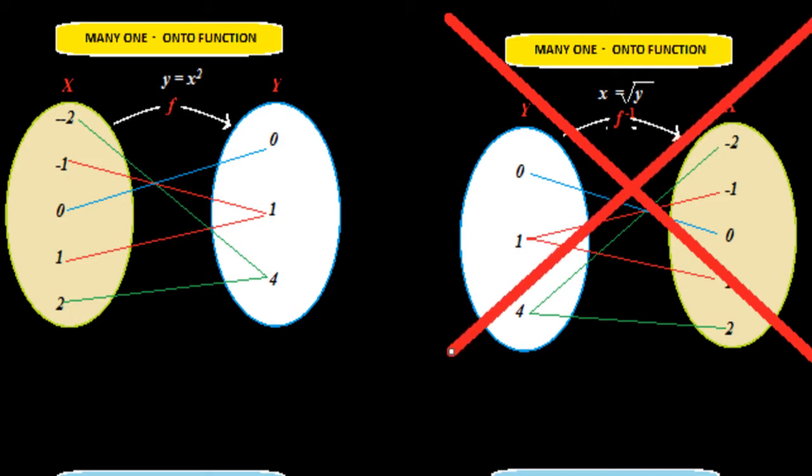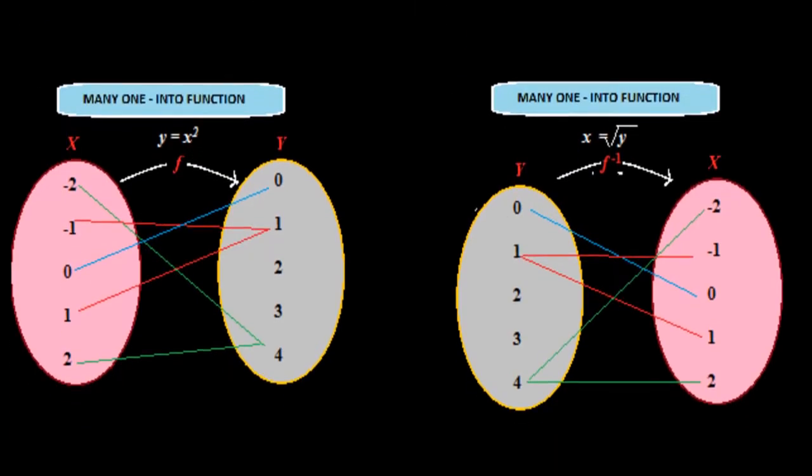Now we see the last one, the many-one into function. The many-one into function is the same function, y is equal to x square, and we are watching that there are some elements which are free here. So it is an into function, not an onto function. There are some free images here. There is no free image on x here. So if we try to find the inverse of this, we get x is equal to root y, and this y would now be the domain in the inverse function.